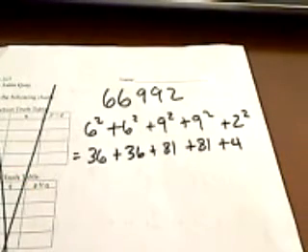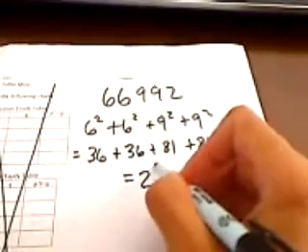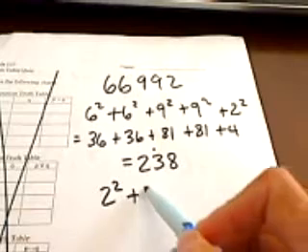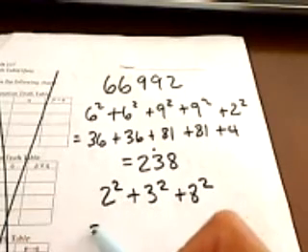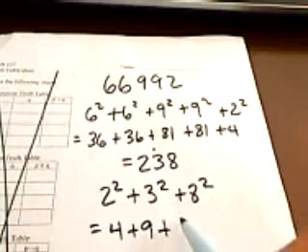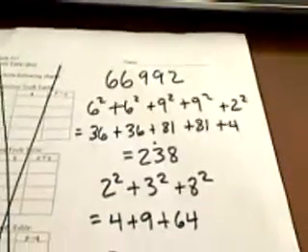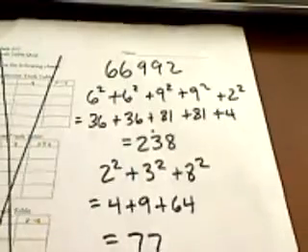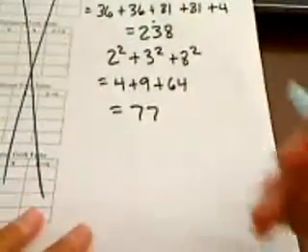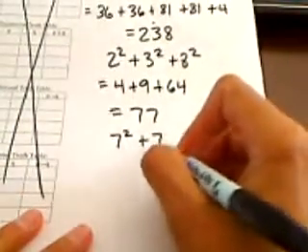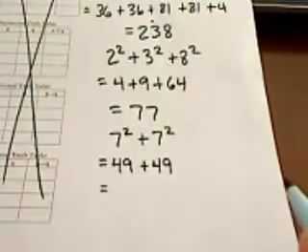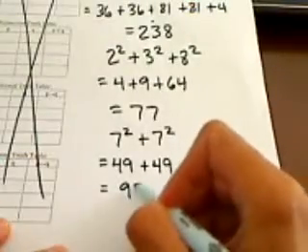So let's see what we get when we add those together. And we get 238. Okay. And then I'm going to square each of those. So 2 squared, 3 squared, 8 squared. So I get 4 plus 9 plus 64. So that's 64 plus 13, which is 77. Okay. And then you just keep doing this. Excuse me. 7 squared plus 7 squared. That's 49 plus 49, which is 98.